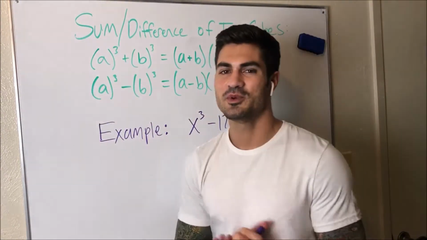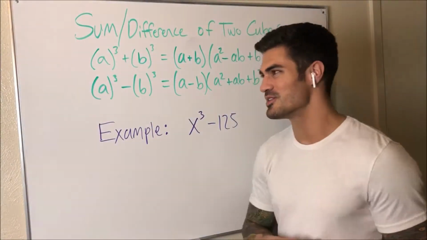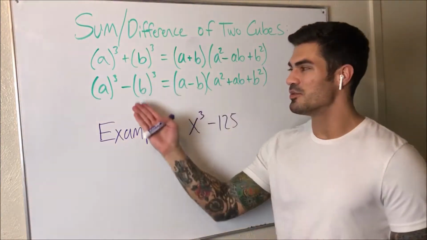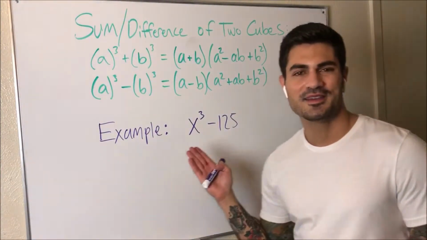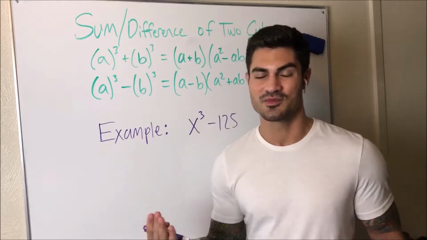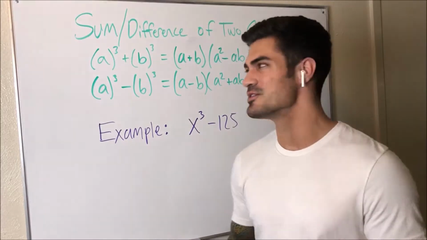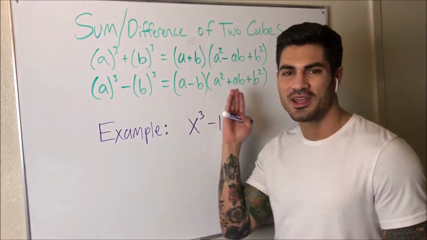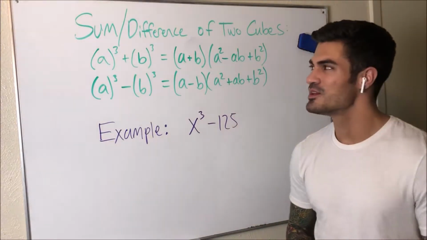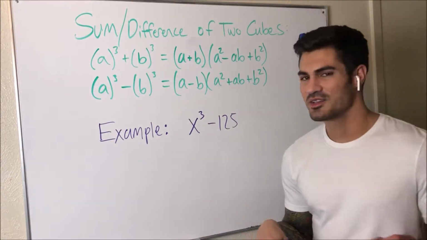I won't do it in this video, but you can do it on your own time and prove to yourself that this works. So we simply have to identify what our A is and what our B is when we factor something, just like we did with the difference of squares. And then we just plug A and B into this formula. Before I start with the example, there is a little bit of a trick.